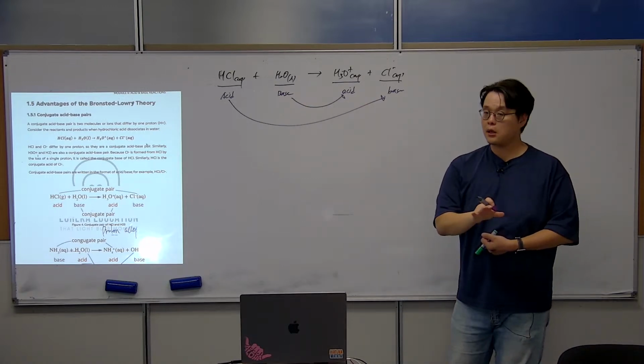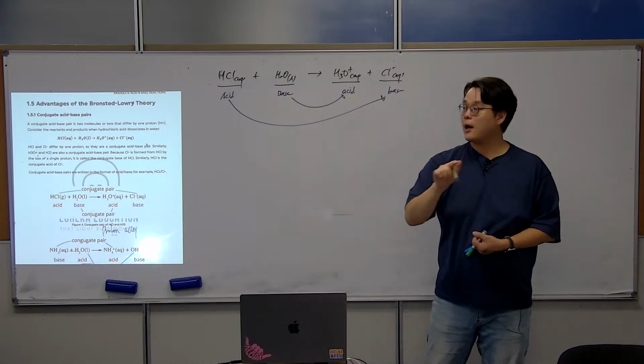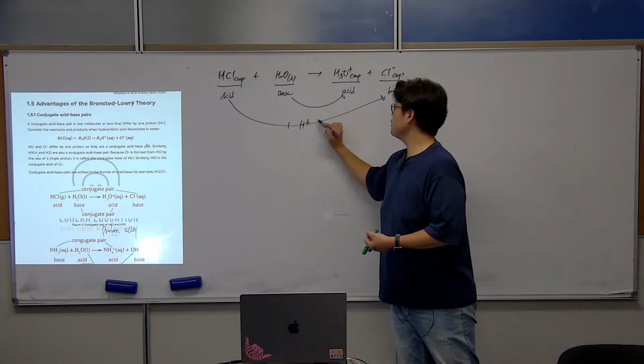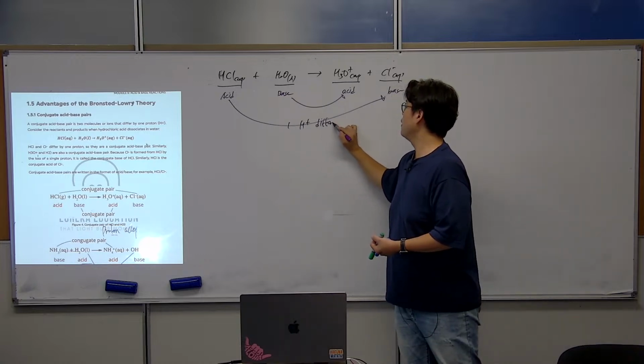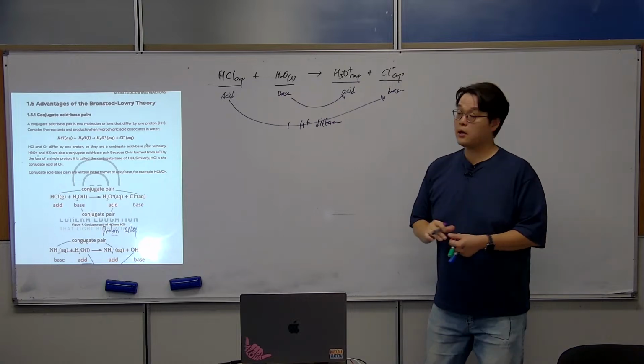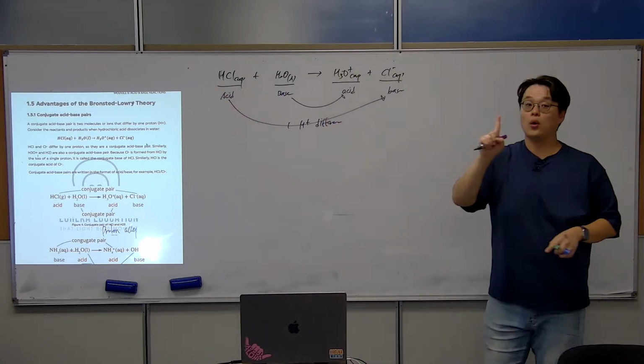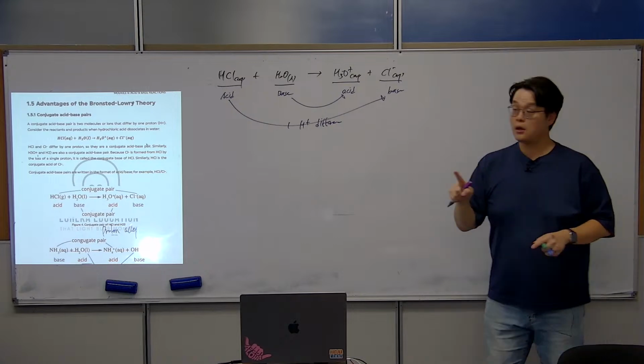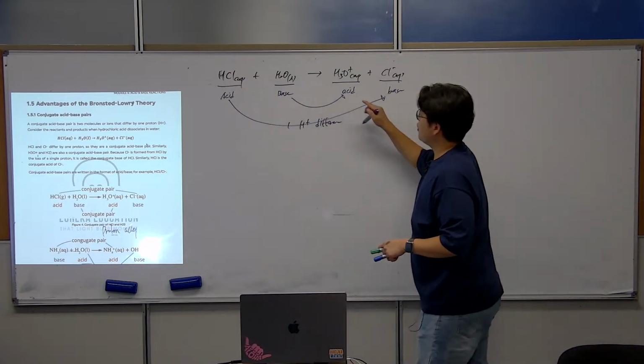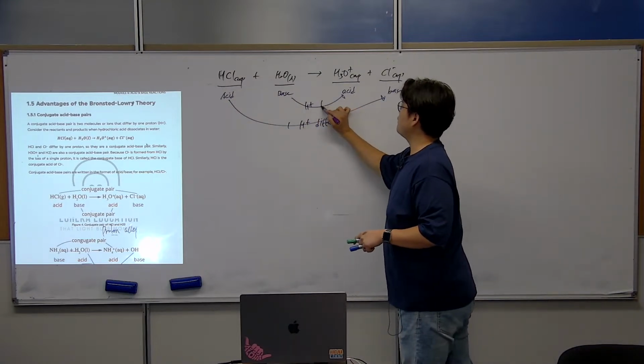And what you see there is only one hydrogen difference. Can you see that? Okay, there's only one hydrogen ion difference from hydrochloric acid HCl to Cl minus. From H2O to H3O plus, there's one hydrogen difference.